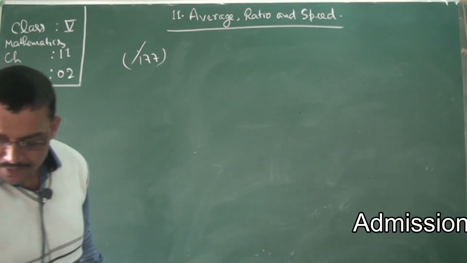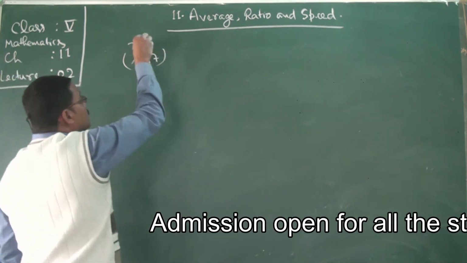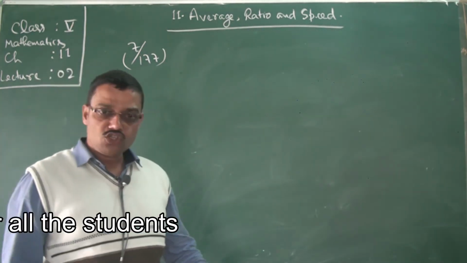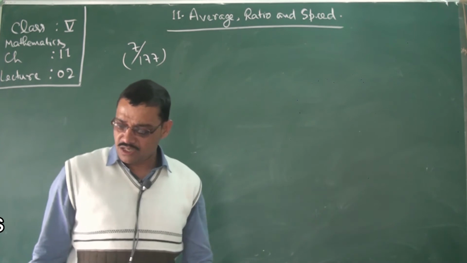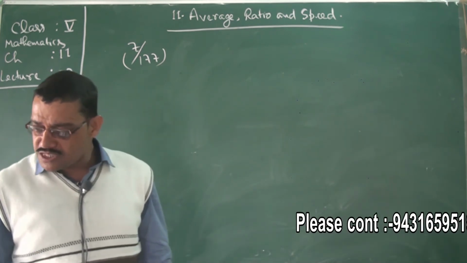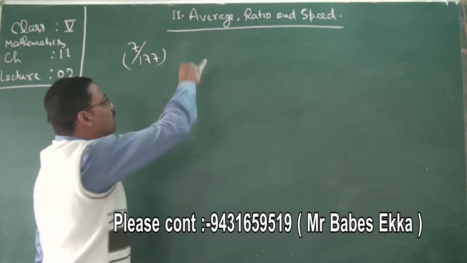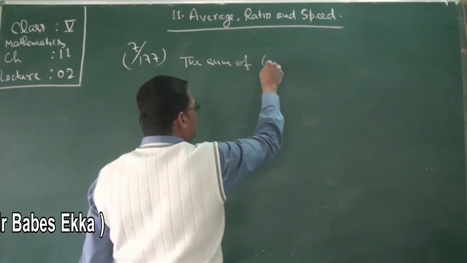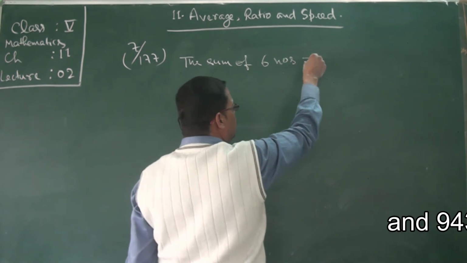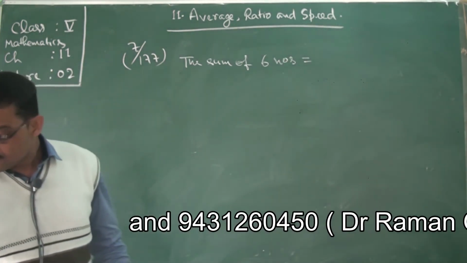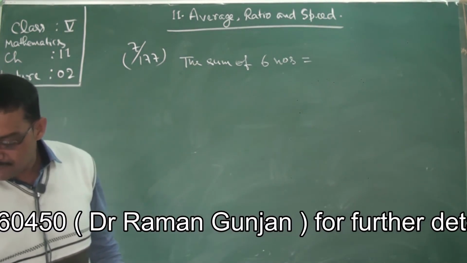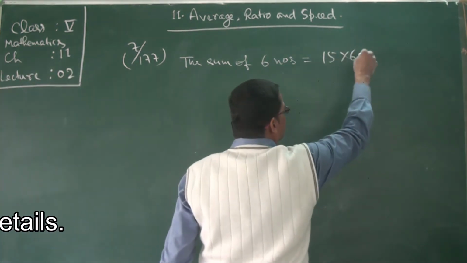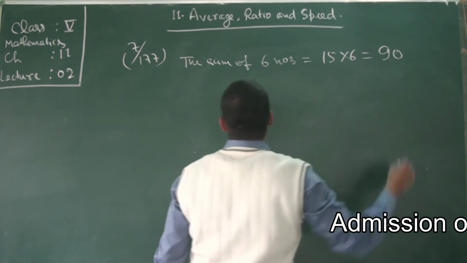See, in the 7 number sum, find the average of 10 numbers. You are asked to find the average of 10 numbers. The average of first 6 numbers is 15. So the sum of 6 numbers will be 15 into 6. Of course you got 90 here.